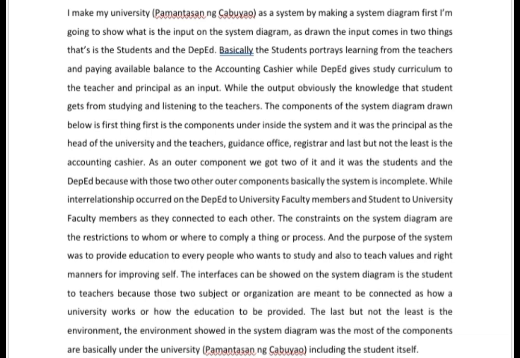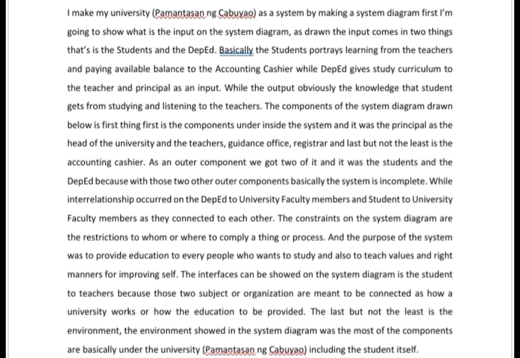Then, let's proceed to the components. The components of the system diagram drawn below: first are the components inside the system. So, the first things are the components under or inside the system. And the first thing inside the system is basically the principal, because that is the head of Pamantasan ng Kabuyao, right?